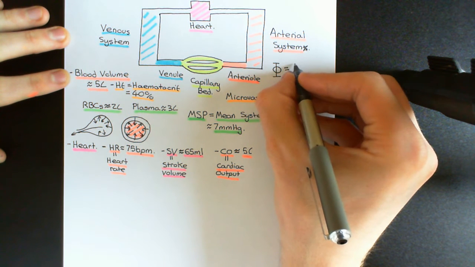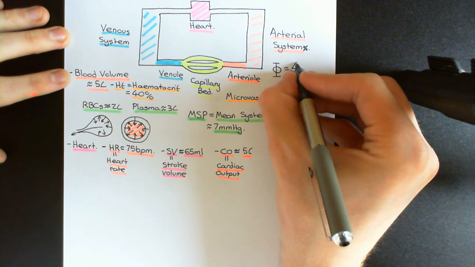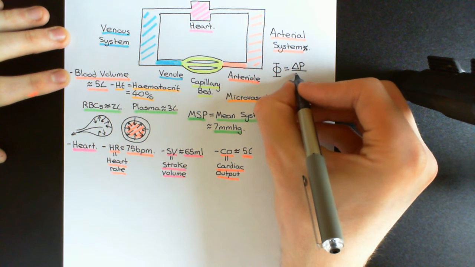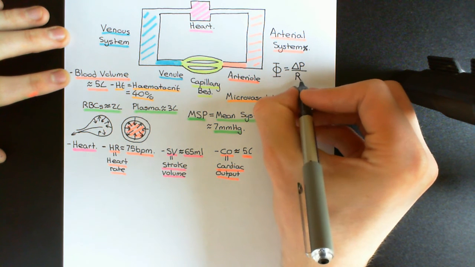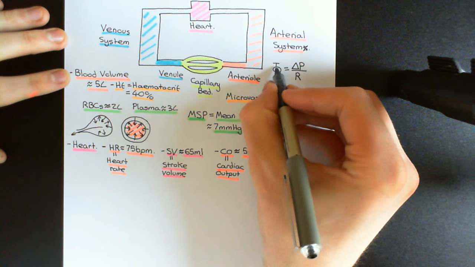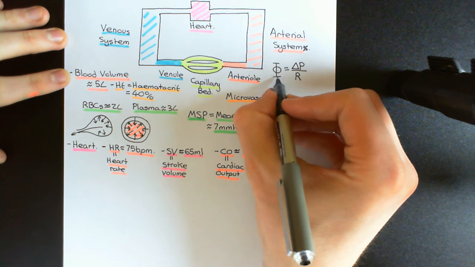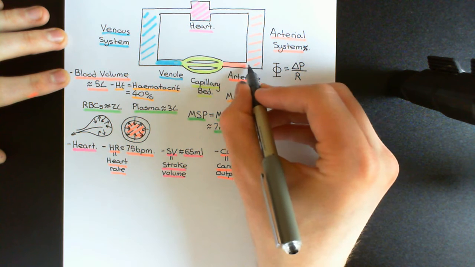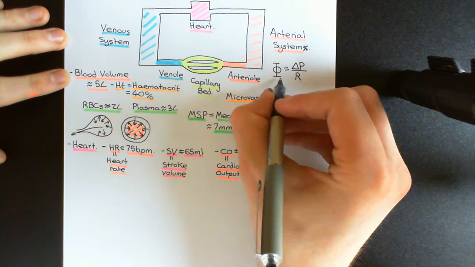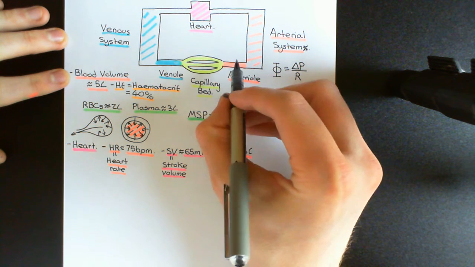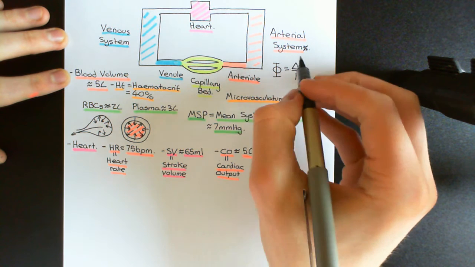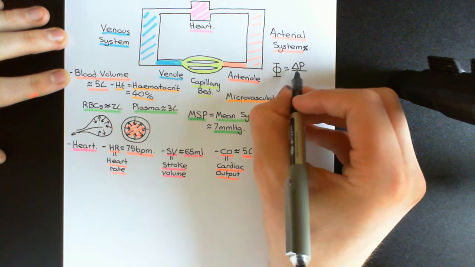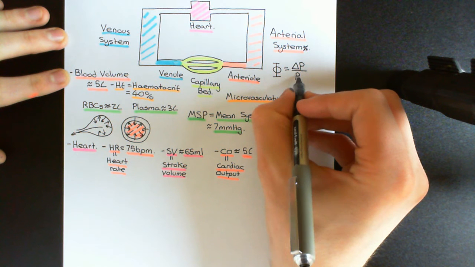an equation that is the foundation of all fluid mechanics, which is that the flow is equal to the difference in pressure, the pressure gradient, divided by the resistance of the blood vessel. Okay, so this symbol here, which is a capital Phi, a Greek symbol, is often used for flow. So this is the volume of blood that is flowing through a vessel in a certain amount of time. This is going to be equal to the pressure difference between the two sides of the vessel divided by the resistance of the vessel.